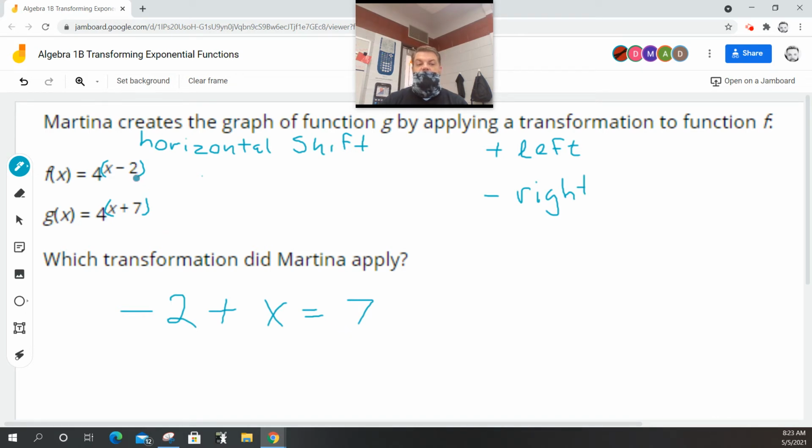So she did something to get from here to here. What did she do? And maybe I shouldn't use the letter x. I can see how that could confuse people. Let's use the letter c. So now we're going to add 2 to both sides, and we get c equals positive 9.